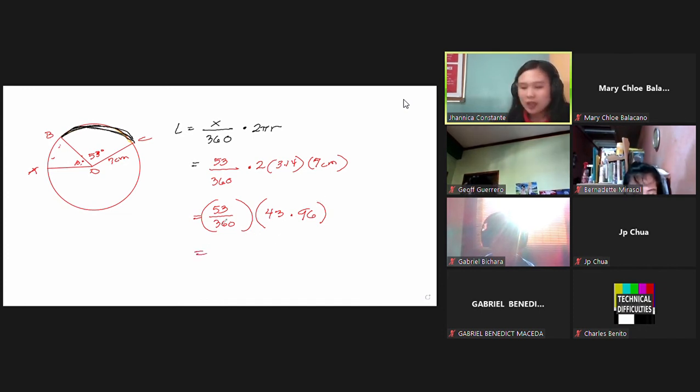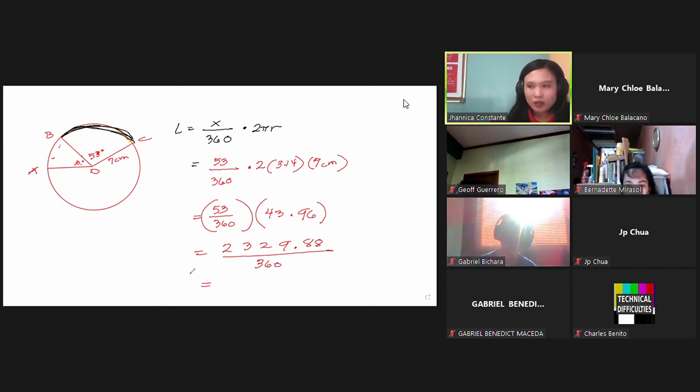So 53 times 43.96, which is equal to 2,329.88, divided by 360. So the measurement or the length of the arc BC is equal to 6.47. So that is the length of the arc BC that we have in our circle.